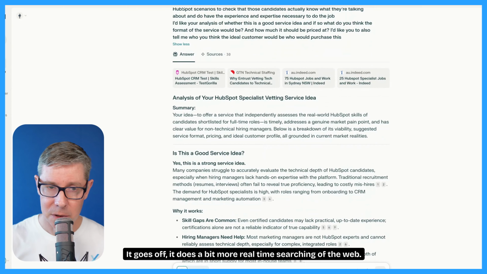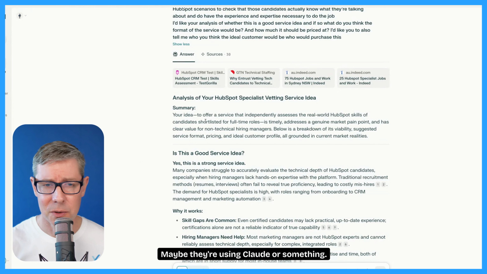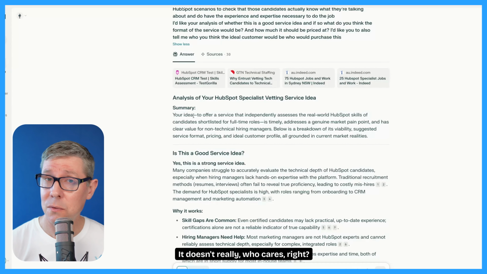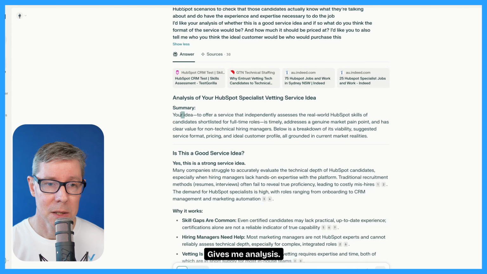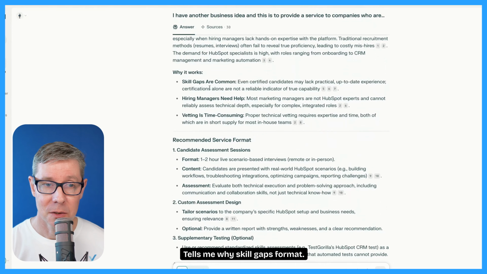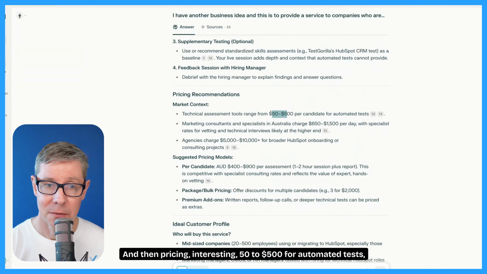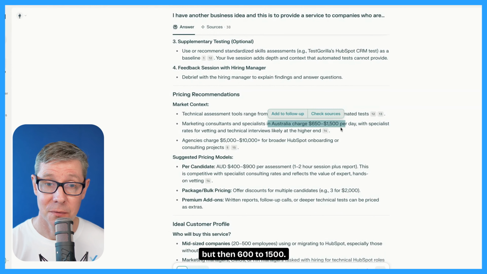It does a bit more real-time searching of the web. I don't know what the underlying model is. Maybe they're using Claude or something. I'm not sure. Who cares, right? It gives me analysis. Yeah, it thinks it's a good business offering and timely. Tells me why: skill gaps, format, and then pricing. Interesting, $50 to $500 for automated tests, but then $600 to $1,500.